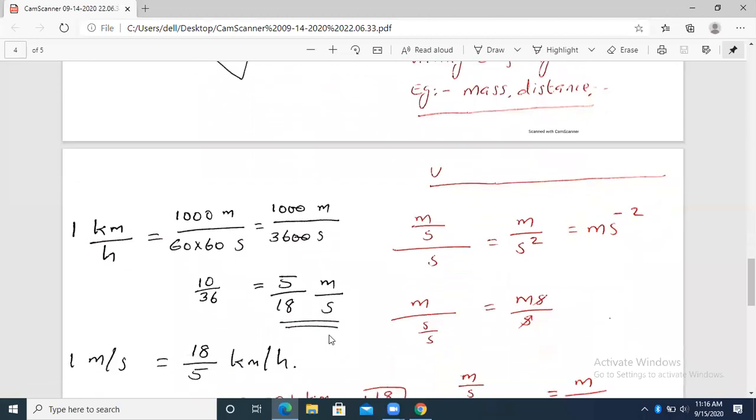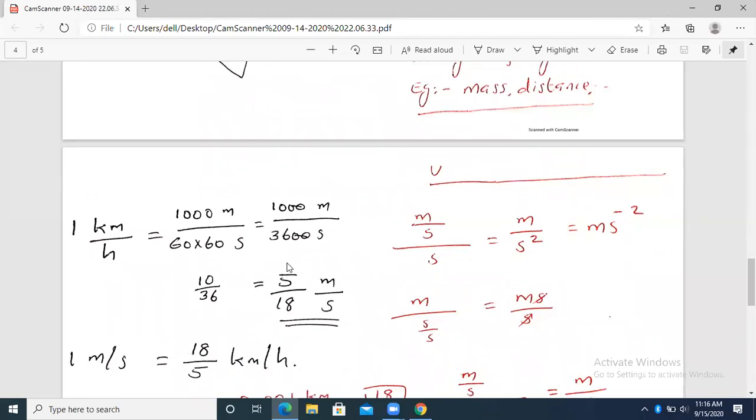Very easy. If you want to change kilometer per hour into meter per second, you don't need to think more. Just multiply with 5 by 18. Then that answer is changed into meter per second. Agree or not? Is it always? Yeah, always. We are doing it generally. It is not for just 1 or 2 cases. Generally, 1 kilometer is 1000 meter, no argument. 1 hour is 3600 second, no argument.